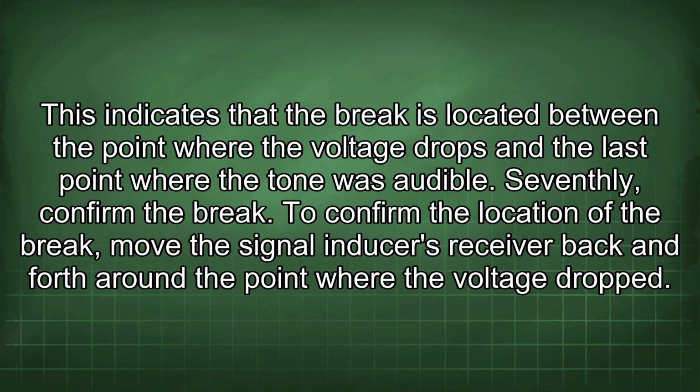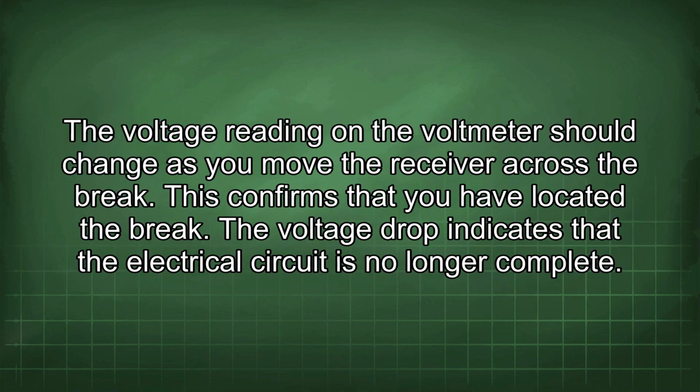To confirm the location of the break, move the signal inducer's receiver back and forth around the point where the voltage dropped. The voltage reading on the voltmeter should change as you move the receiver across the break. This confirms that you have located the break. The voltage drop indicates that the electrical circuit is no longer complete.